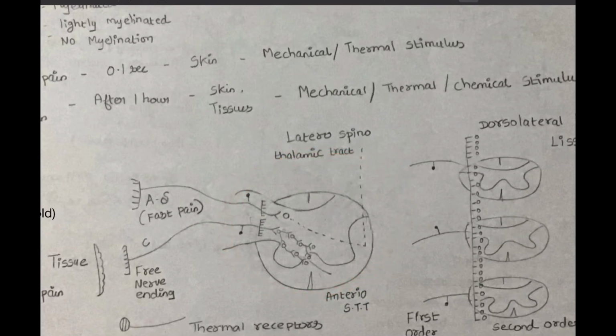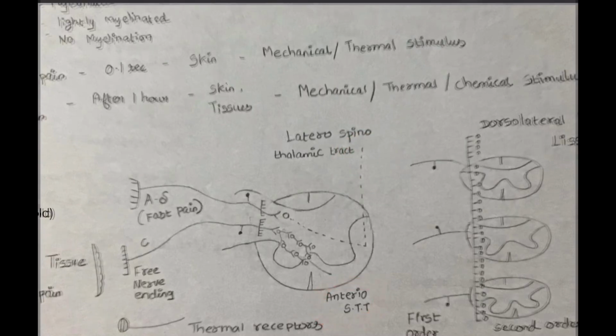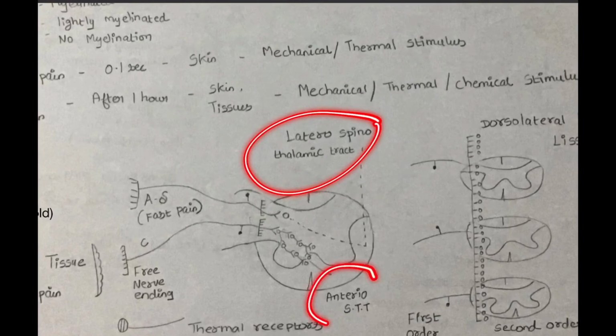And these sensory nerve fibers from the fast pain and slow pain form tracts known as the lateral spinothalamic tract and the anterior spinothalamic tract. These tracts combine together to form the spinal lemniscus.